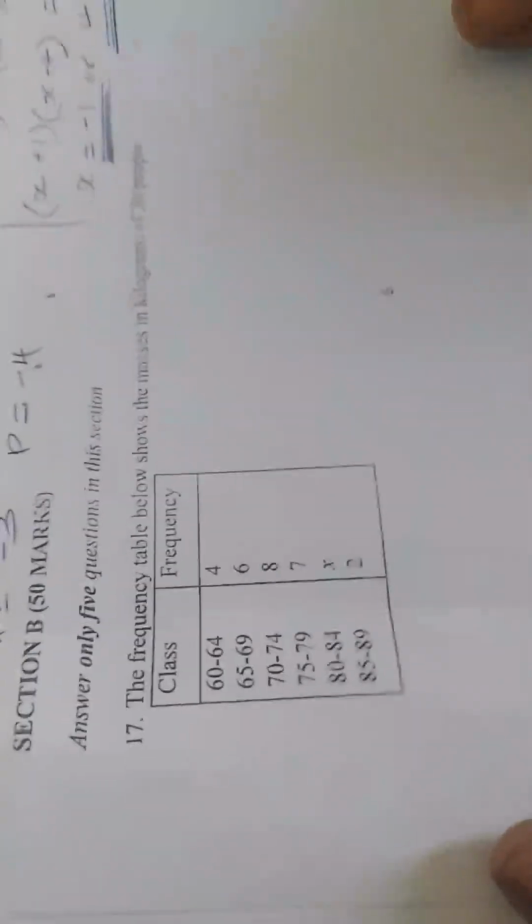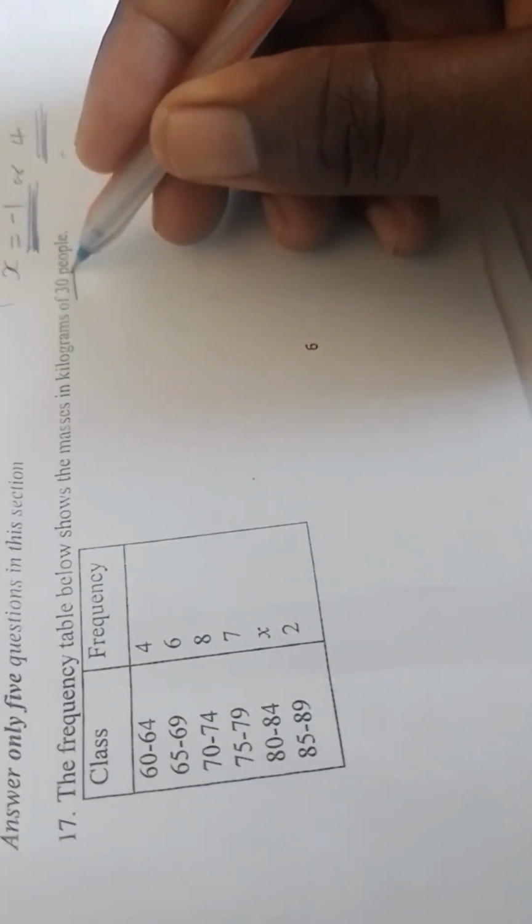Those are values of x. We can look at this question. Find the value of x, the modal class, mean, and the median. For this one, we have been told we have a total of 30 people.